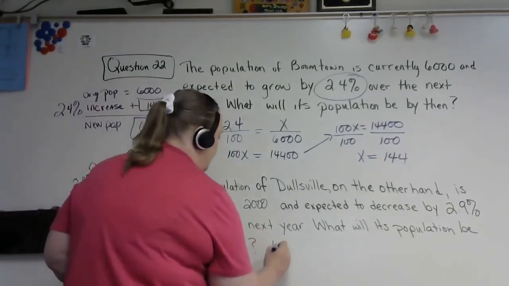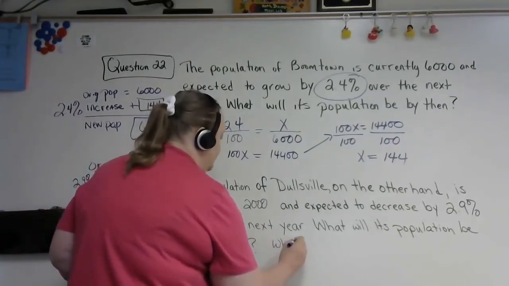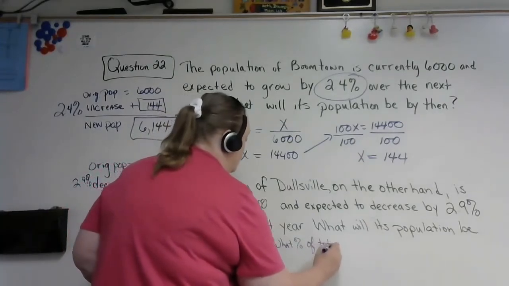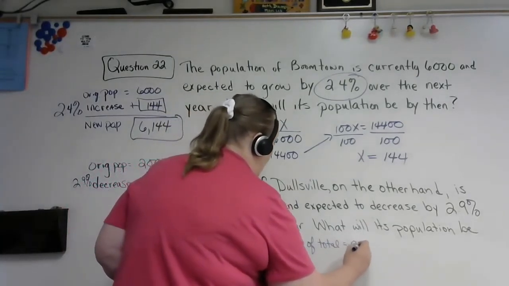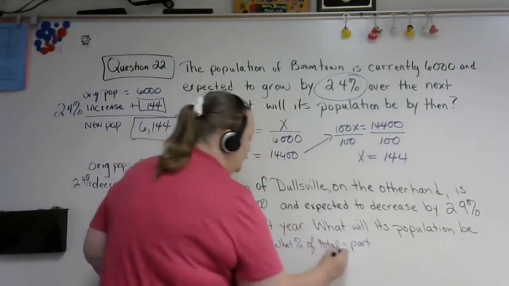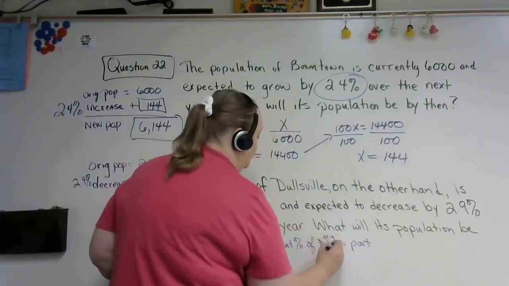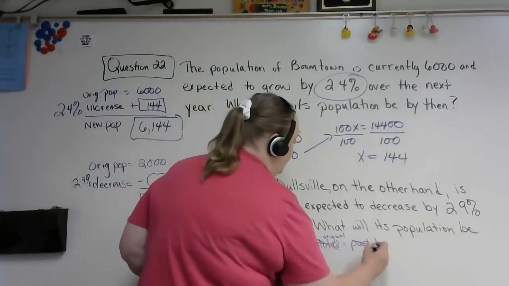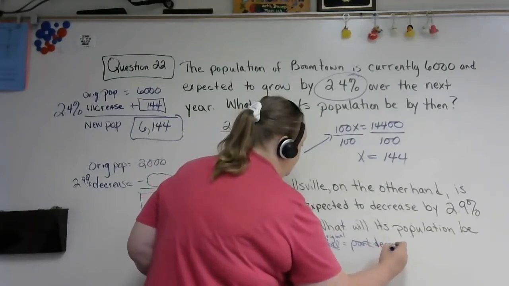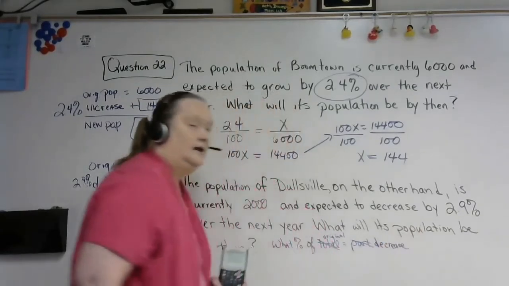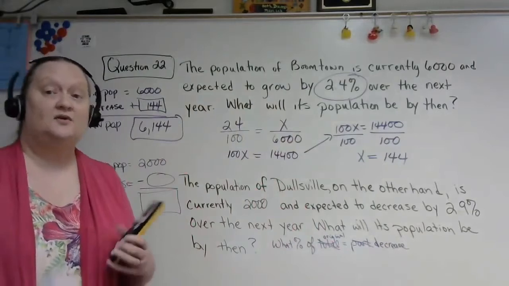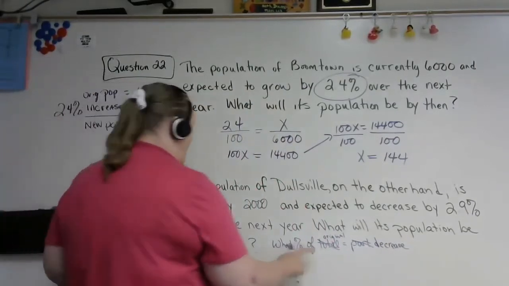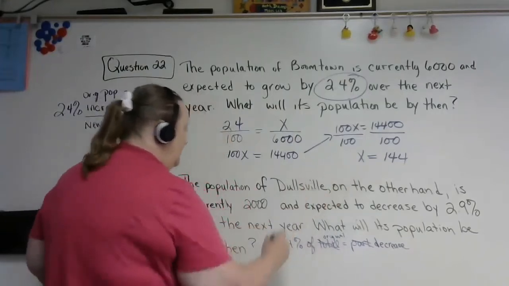This would be: what percent of the total equals the part. In this case, the word total would be the original, and the part would be the decrease. Language is important in math. If we can understand the language, it makes the math much easier. So what percent? That would be the 2.9.